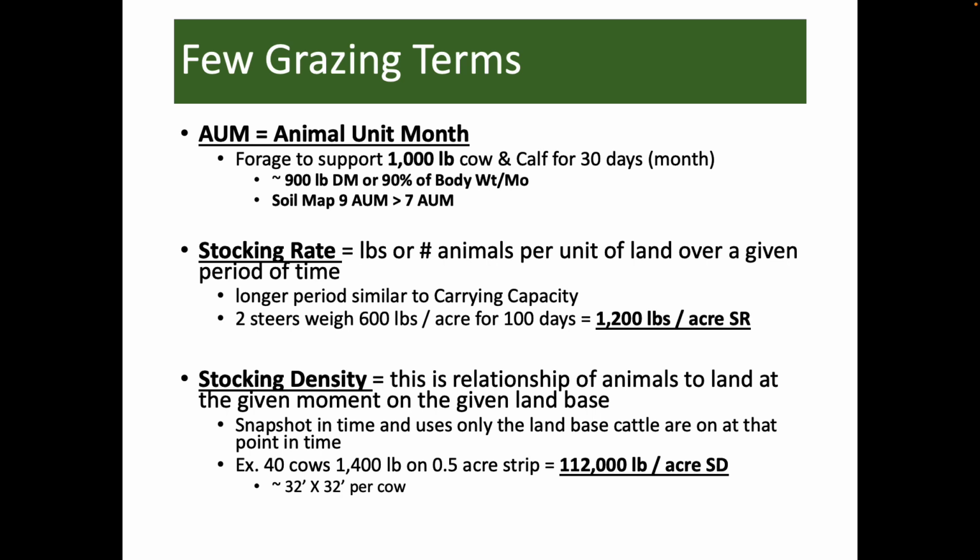Stocking density, this is the relationship of animals to land at a given moment on that land base. So it's more of a snapshot in time and uses the land base that cattle are on at that point in time. So an example here, we have 40 cows that are 1,400 pounds on a half-acre strip of land. We have 112,000 pounds per acre stocking density. So that leaves them with an area of about 32 by 32 per cow.